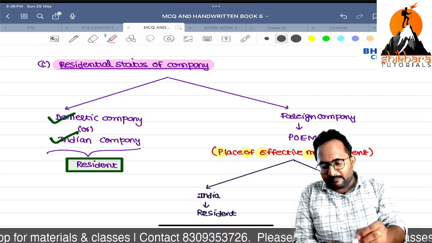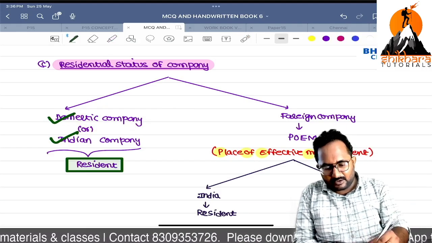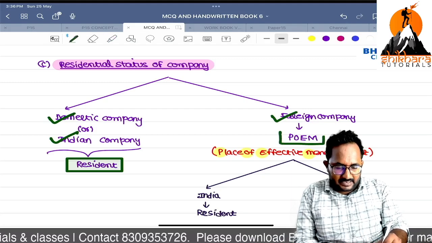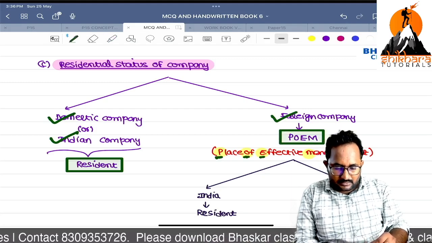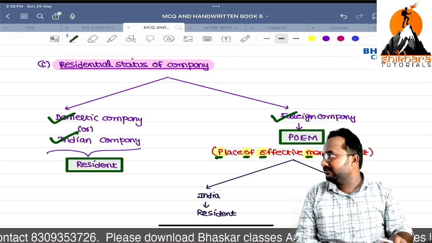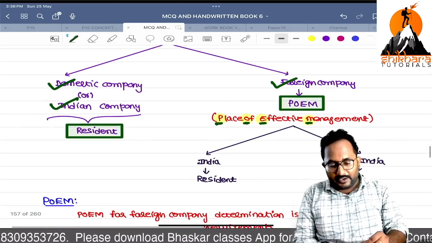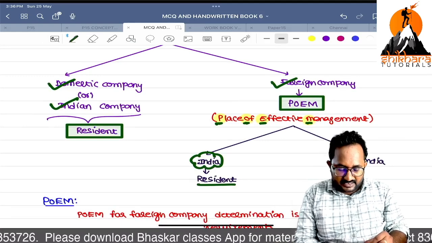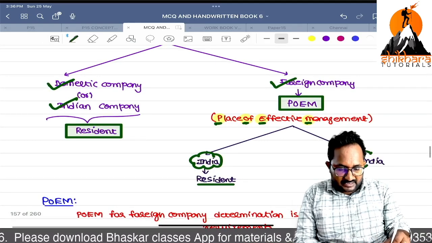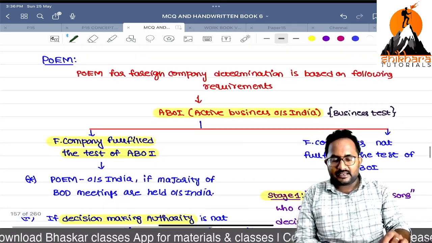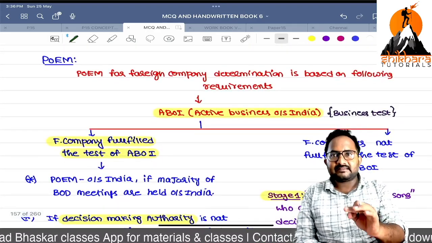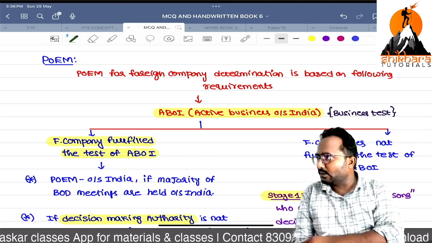Now, the residential status of a foreign company depends upon what? POEM, place of effective management. We have added the first letters of all the words to form POEM. If POEM is located in India, the company is resident. If POEM is located outside India, the answer is non-resident. Clear? So we can discuss the place of effective management in and out. Please check.